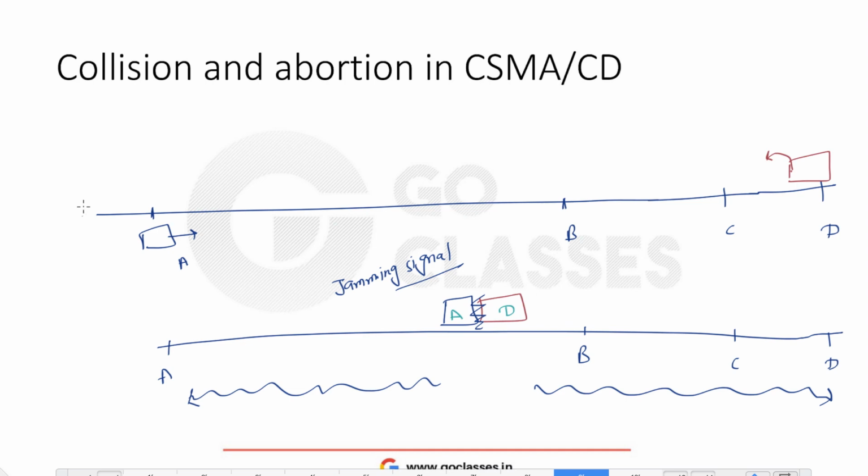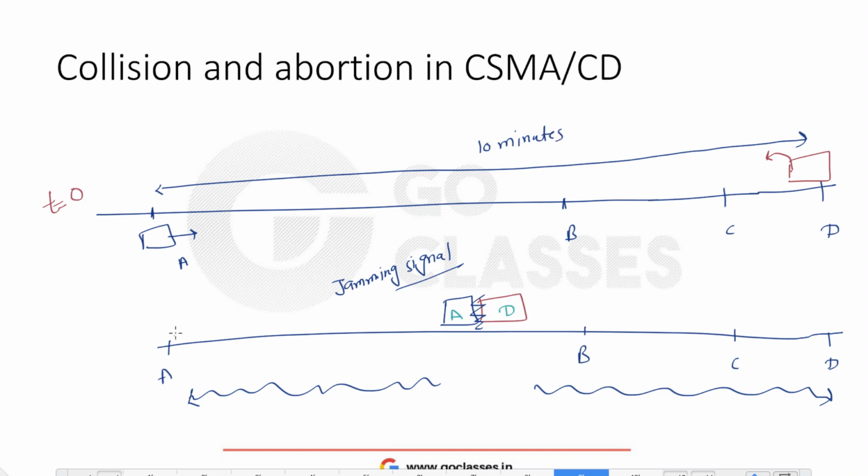Now let's suppose both of them start the transmission at t equal to 0, and let's suppose that it takes 10 minutes from A to D. From A to D the propagation time is, let's suppose, 10 minutes. Now after how much time will there be a collision? Since it takes 10 minutes to reach from one end to the other end, to reach the middle it will take just 5 minutes. Then after 5 minutes there is a collision.